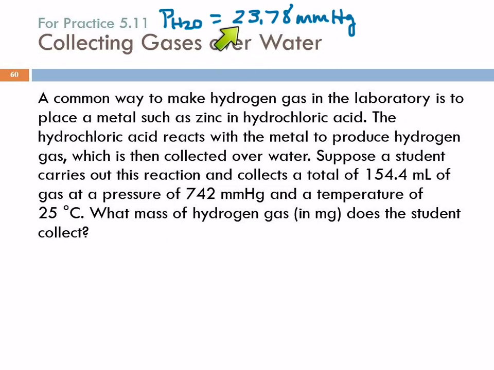So we need to find the pressure of the hydrogen gas. We have the pressure of the water. So the pressure of the hydrogen gas, which is what we need, is going to equal the total pressure minus the vapor pressure of water. It's not a hard calculation, but it's one that students sometimes just forget to do. Units are so pesky. 23.78 millimeters of mercury.